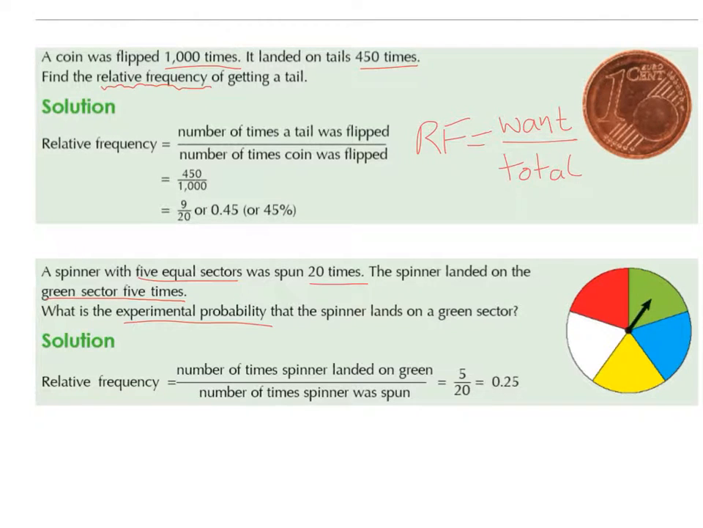Or our short version is what we want divided by the total. So we want the relative frequency that we landed on green. So the number of times we landed on green is what goes as our numerator, which is 5, divided by the total number of trials. The spinner was spun 20 times. And 5 divided by 20 is 0.25. So the relative frequency of landing on green is 0.25.